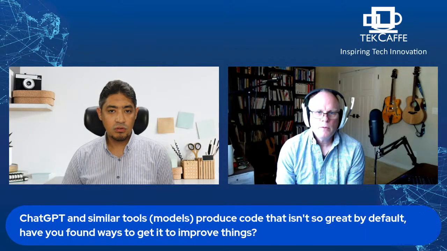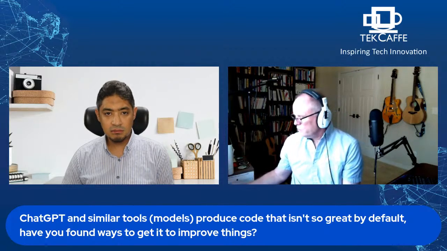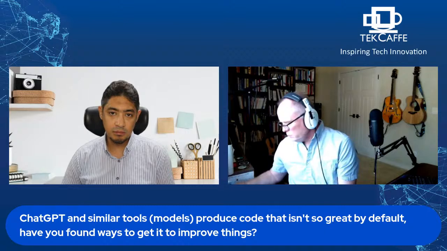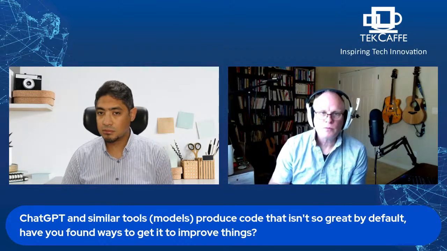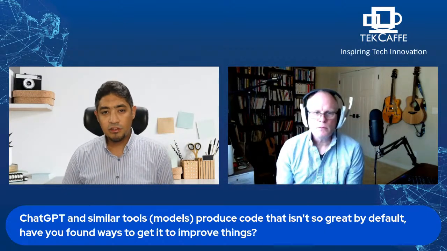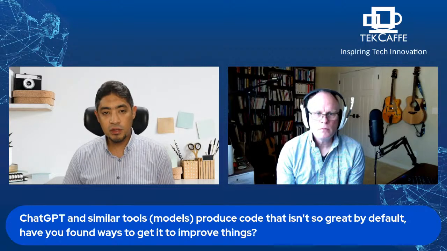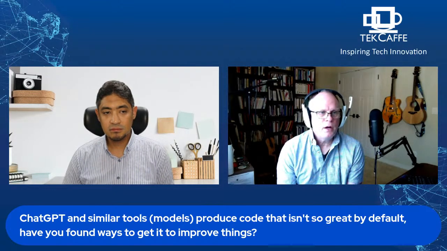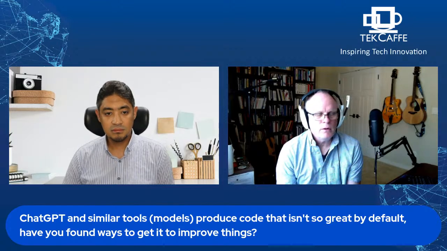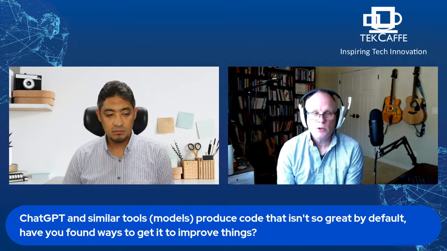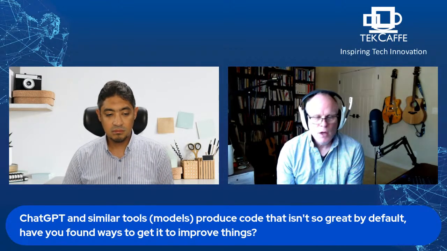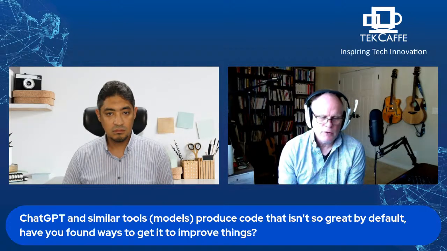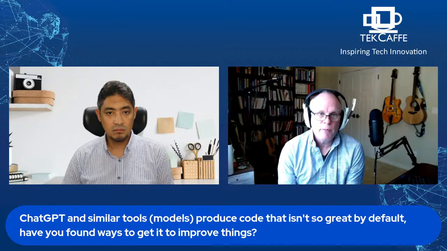Yeah. So ChatGPT and similar tools or models produce code that isn't so great by default, as you've mentioned in previous answers. Have you found ways to get it to improve things? Yeah, as mentioned, the style rules help a lot. Putting in half a dozen rules geared towards functional, cohesive things has created a dramatic improvement for the code it's generated for me.